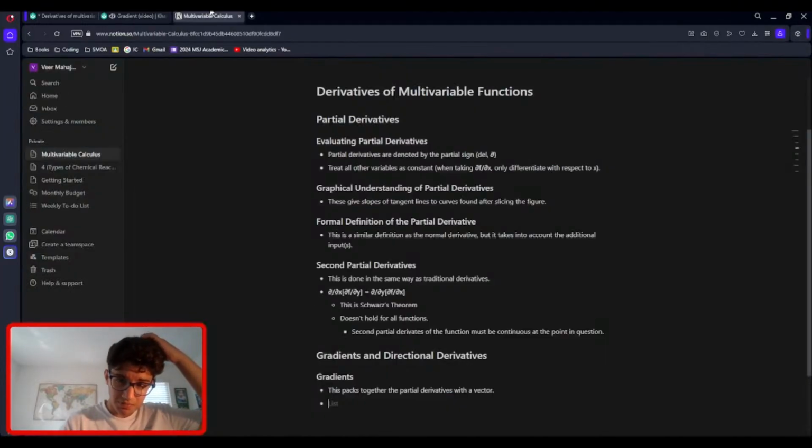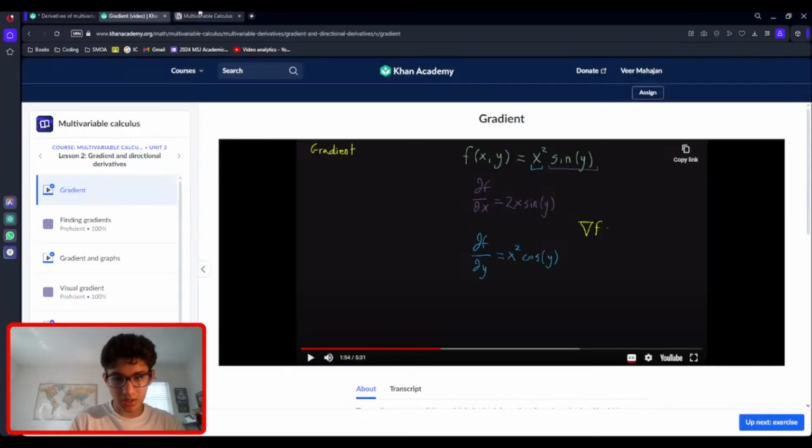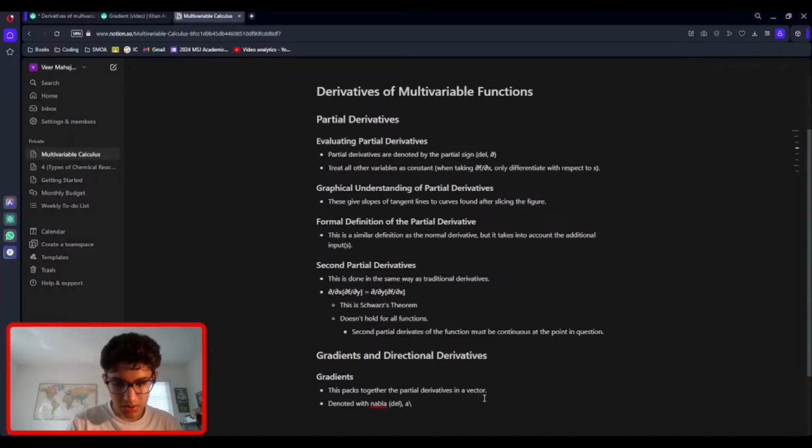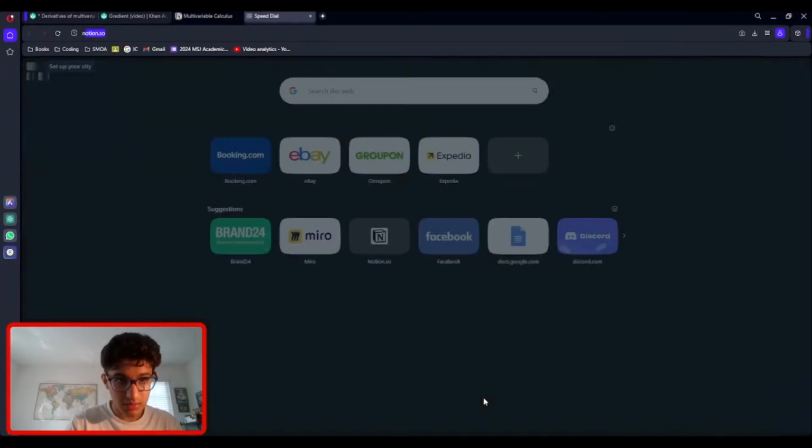Okay, let's pause. This is denoted with nabla, del. This packs together in a vector. Okay, so denoted with nabla or del, which is the upside down triangle. I'll just like, oh wait, let's just copy paste the symbol then.